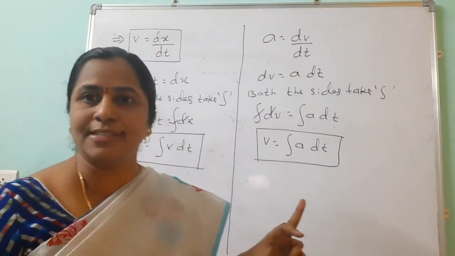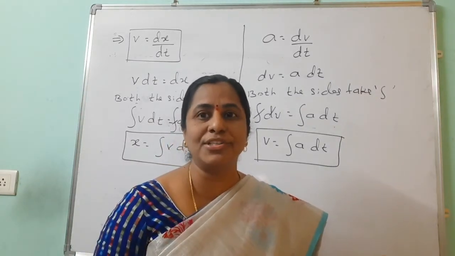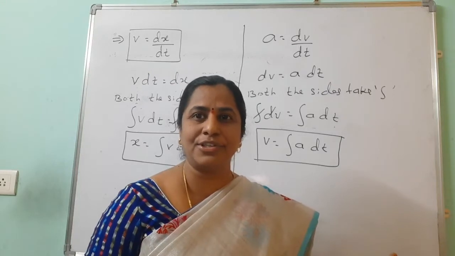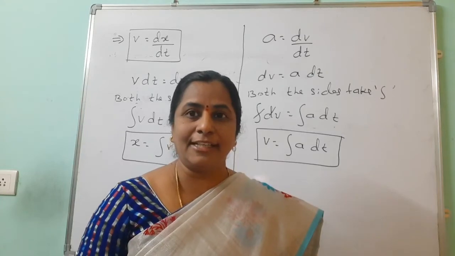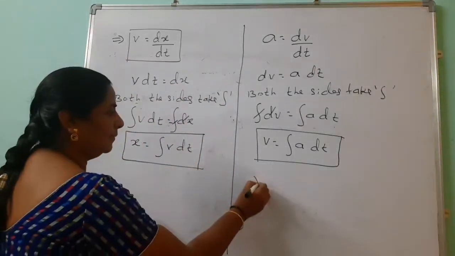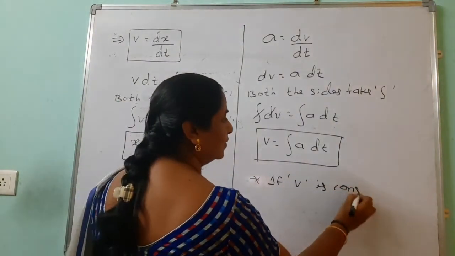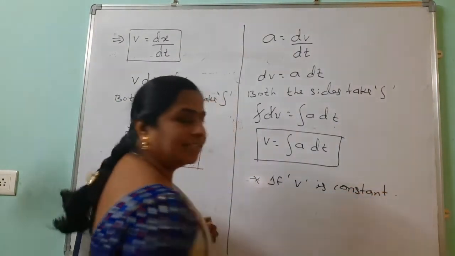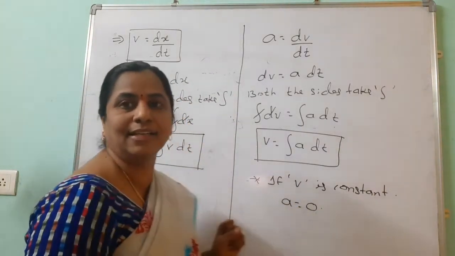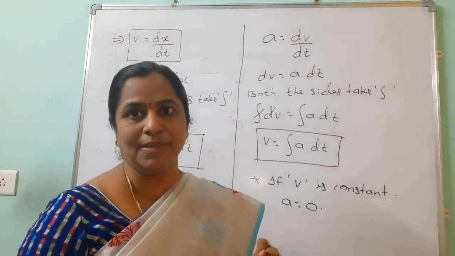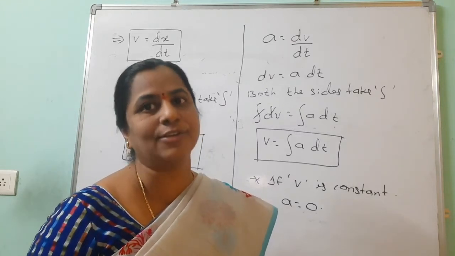And one more thing we should discuss: if the bike or you are running with constant velocity. What is the meaning of constant velocity? That velocity is not changing with respect to time. At that time, what about acceleration? See, if v is constant, you can say that is the uniform motion also. V is constant, immediately acceleration equals 0. Velocity does not change with respect to time, means at that time acceleration equals 0.